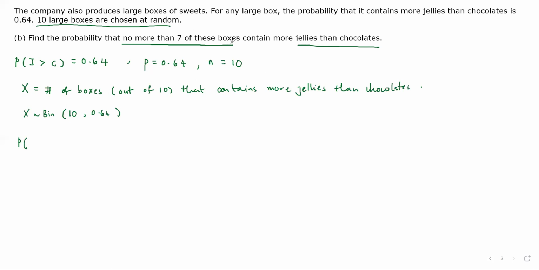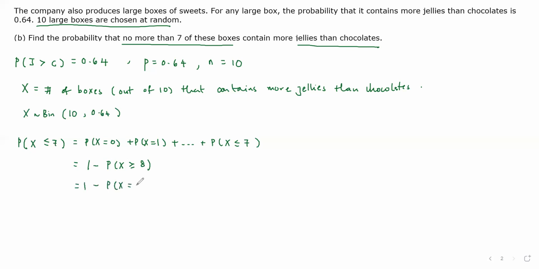Probability no more than 7. So no more than 7, X here must be less than or equals to 7. No more than 7, the maximum must be 7. Now, to find probability X less than or equals to 7, you could have probability X equals 0 plus probability X equals 1, and then you add up to probability X equals 7. If you do that, by the time you are done computing all this, your exam is over already. Use the complement rule. Total probability is 1. So this is 1 minus probability X greater than or equals to 8. So that is 1 minus probability X equals 8 minus probability X equals 9 minus probability X equals 10. That would be faster than computing all that.